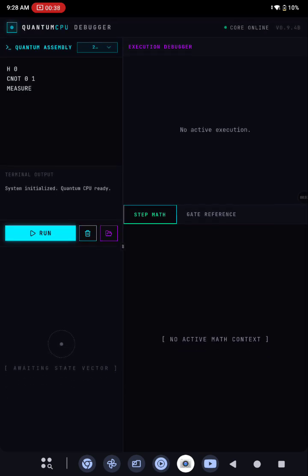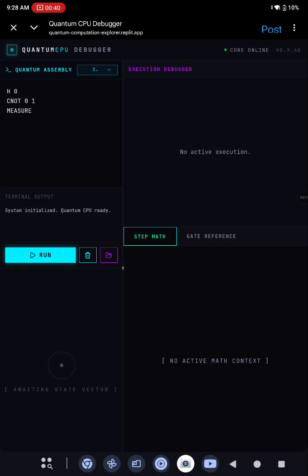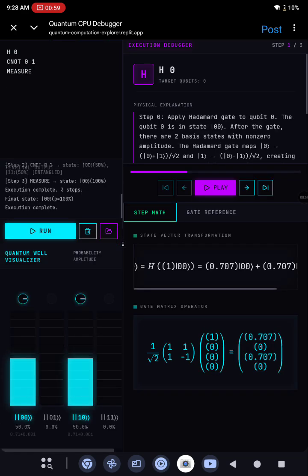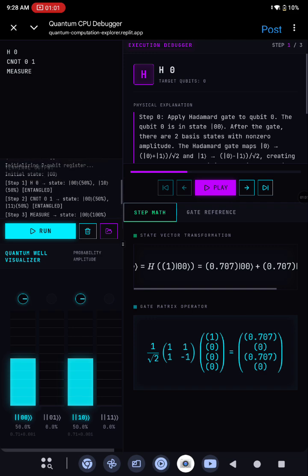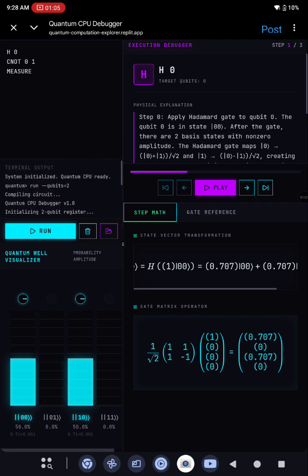Not totally done, but apparently up at the top left, you see where it says quantum assembly: H0, next line CX 0 1, next line measure. That is the quantum assembly program. So we're going to run it. Let's see here. Terminal output says system initialized, quantum CPU ready.